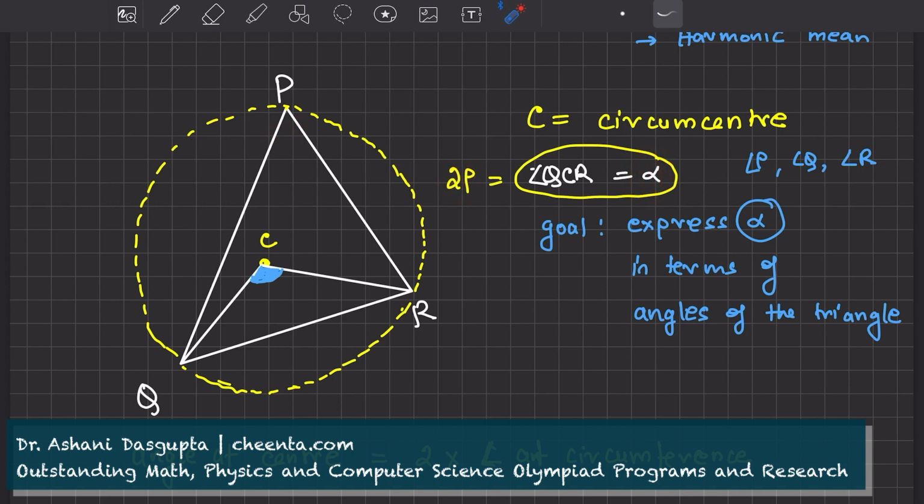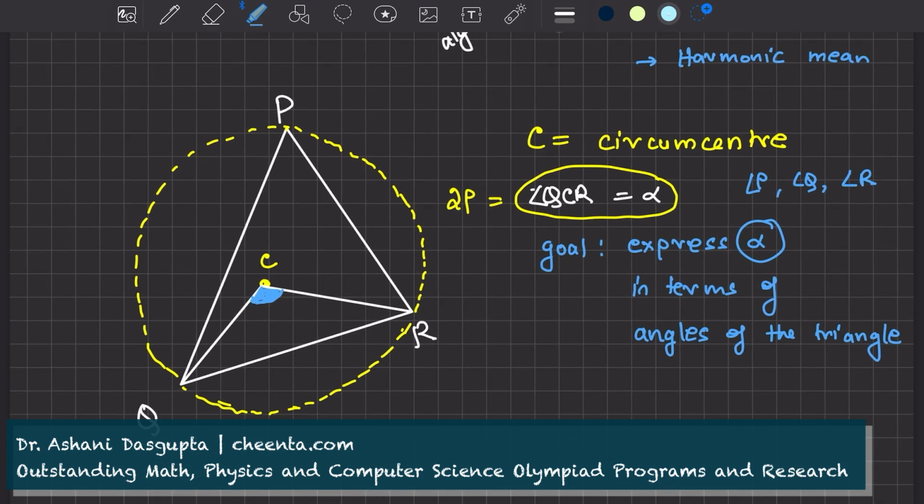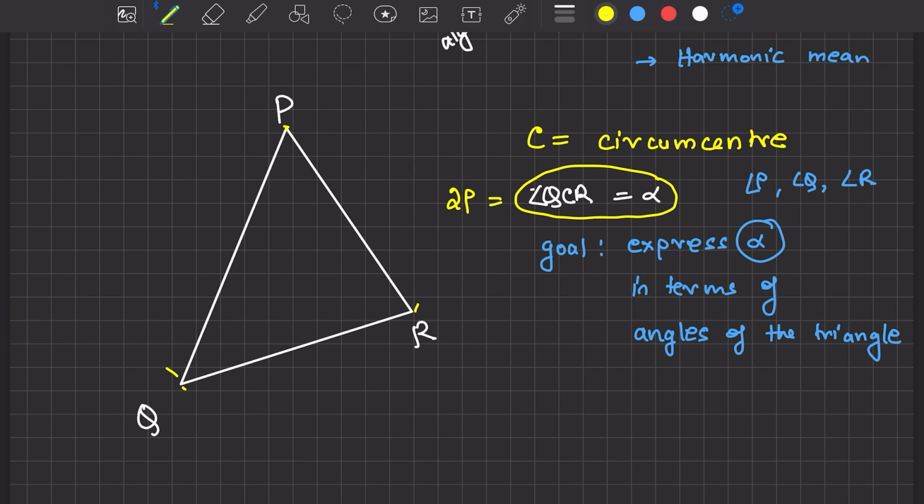Let's do the next one. I'll make some room here. Let's erase this. The next one is the incenter. So we already did the circumcenter. Now we'll do the incenter. So what is the incenter? So the incenter, that is I, is the meeting point of the angle bisectors. Incenter I of a triangle is where the angle bisectors meet.